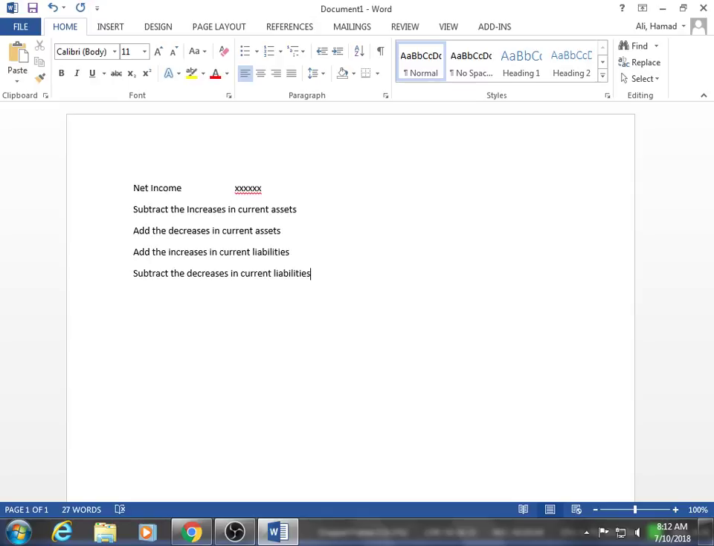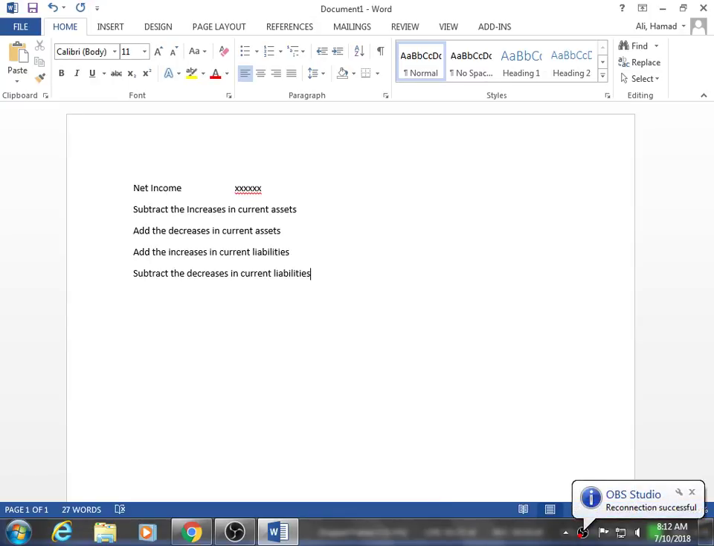Then we go to current liabilities, and we said it's a mutual correlation. So current liabilities, we have accounts payable. Did it go up or down? It went up. That means we add, by how much? By 7,000. So if you notice, 7,000 is positive. The accrued liabilities went up, so we add, by how much? 3,000.